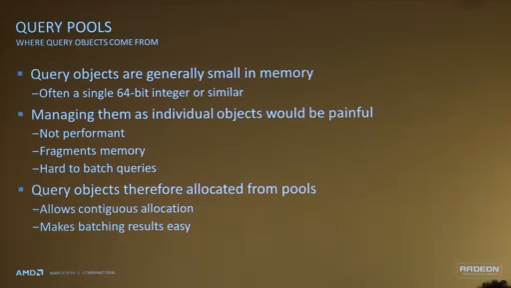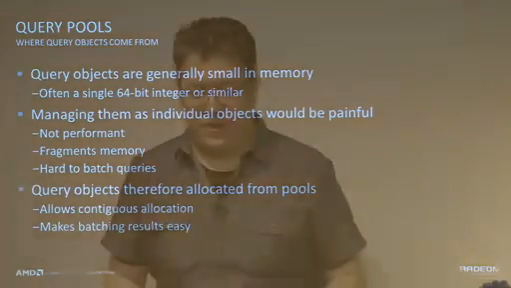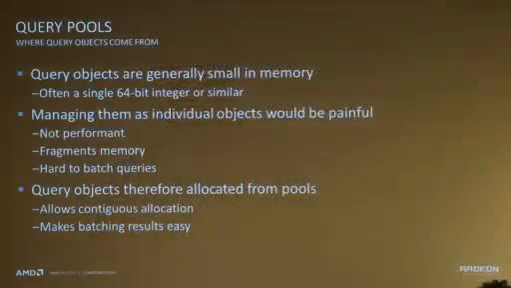And a lot of applications render 300 things with a query around each one, and then say, give me all the results from all the query objects. If they were all over the place in memory, that would be a terrible thing to do. So query objects are allocated in pools. And it's a contiguous allocation, and a query itself is just an index within a pool. Right? So that makes batching results easy: give me all the results from these queries in this pool, and then grab the results. Okay, so those are the three pool objects.